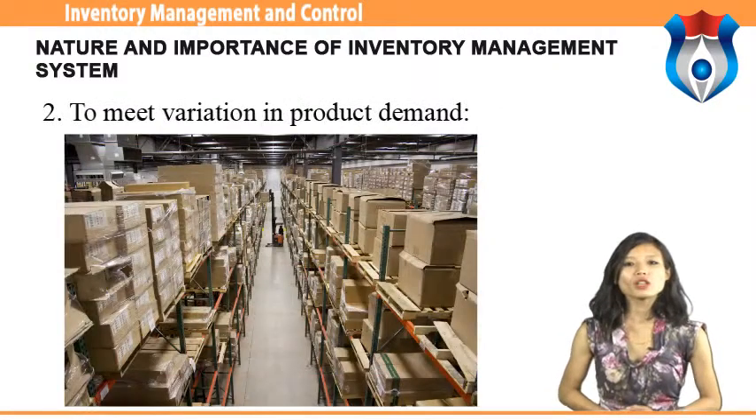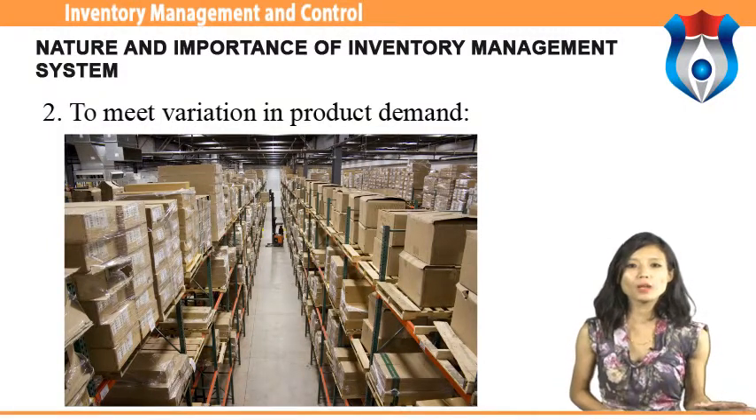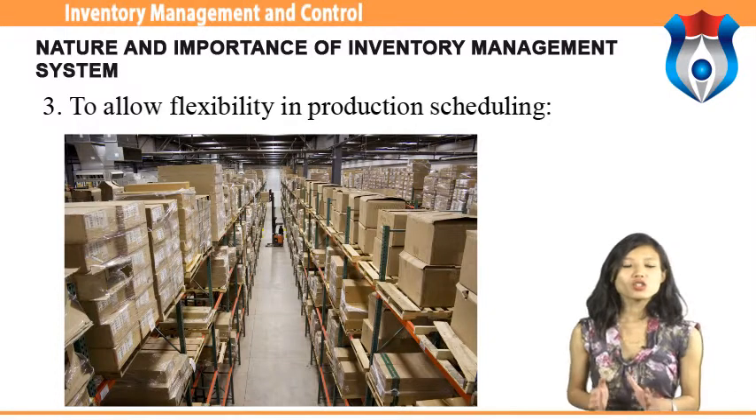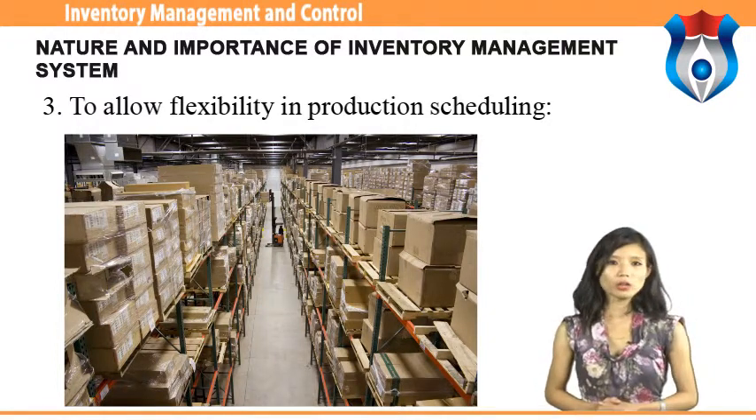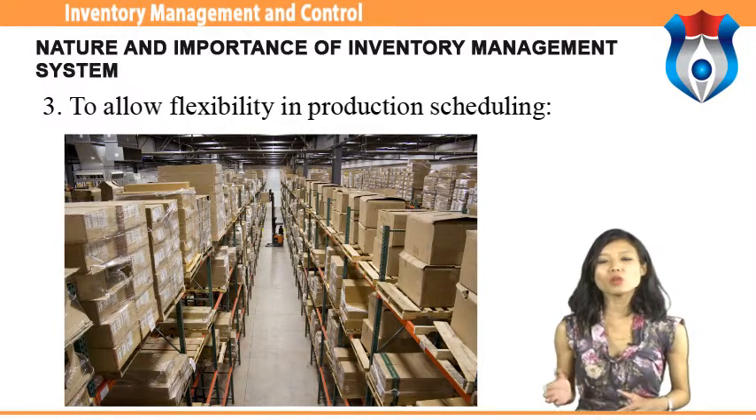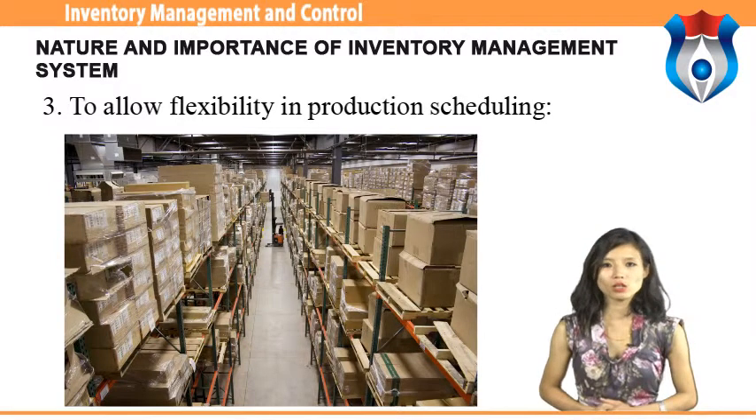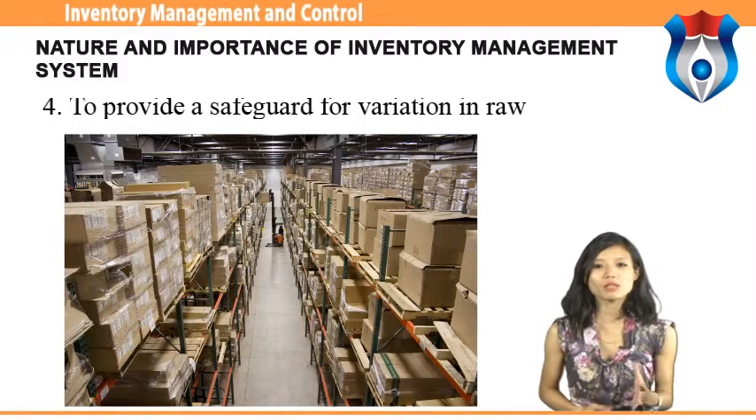To meet variation in product demand. If the demand for the product is known precisely, it may be possible, though not necessarily economical, to produce the product to exactly meet the demand. To allow flexibility in production scheduling, a stock of inventory relieves the pressure on the production system to get the goods out. This causes longer lead times while permitting production planning for smoother flow and lower cost operation through larger lot size production. To provide a safeguard for variation in raw material delivery time.